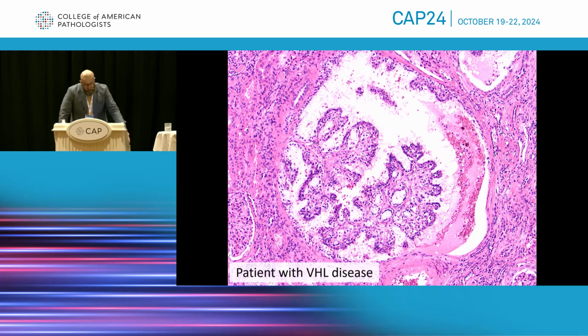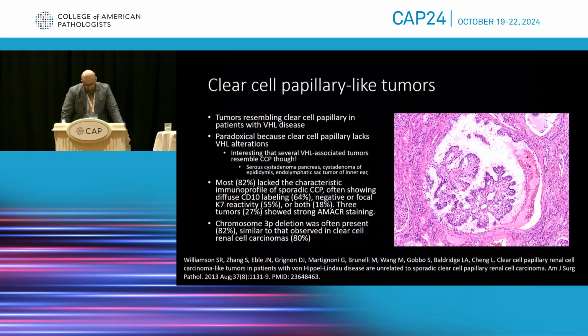Also, a strange thing is that in the setting of von Hippel-Lindau disease, sometimes the tumors resemble clear cell papillary tumor, which is paradoxical because patients with VHL disease have a germline mutation of the VHL gene, but all of the sporadic clear cell papillary tumors that have been studied with genetics are lacking VHL alteration. So it's unclear why they would closely resemble this entity, despite that the sporadic version of the clear cell papillary tumor never has VHL mutations.